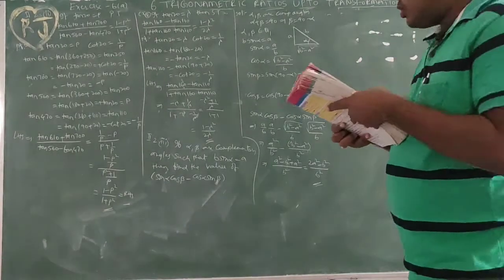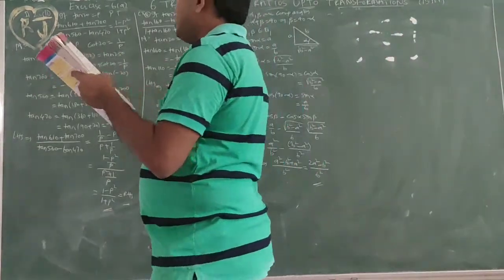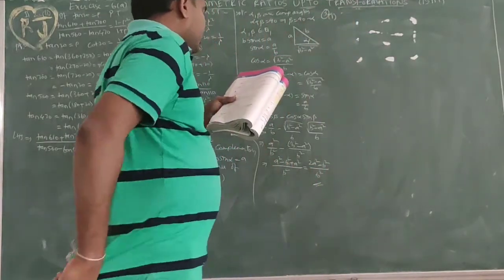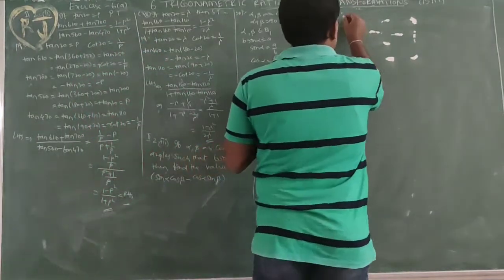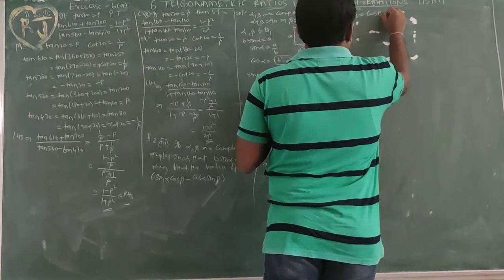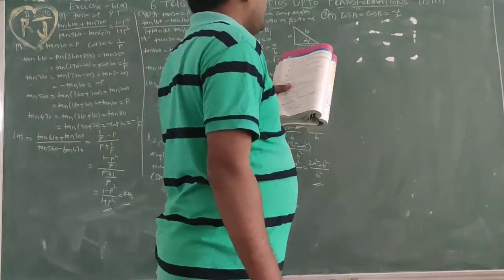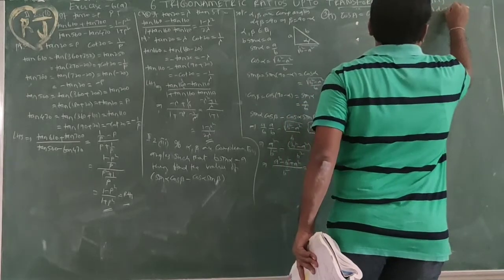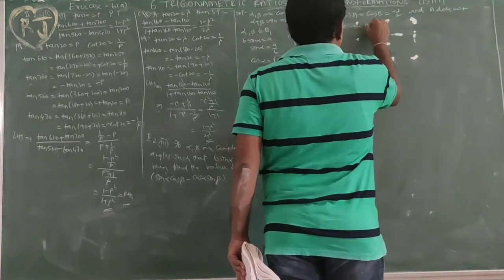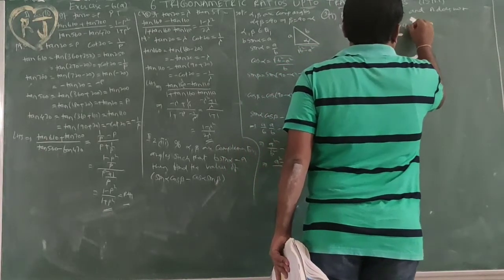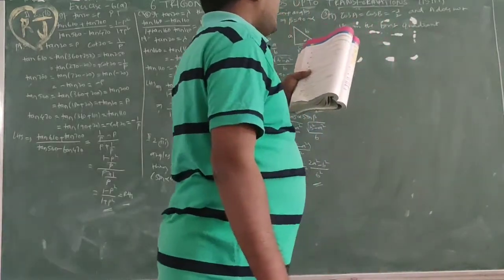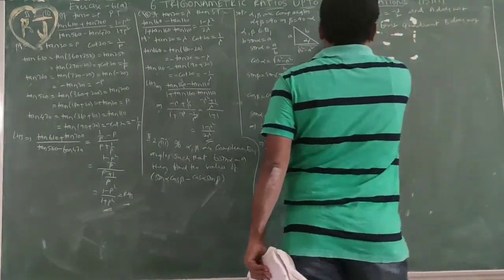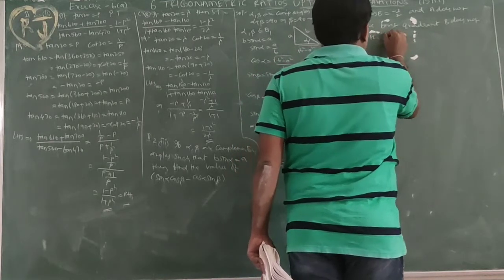Next, question number 3. The first one: cos A equals cos B equals minus 1 by 2, and A does not lie in the first quadrant, B does not lie in the third quadrant.